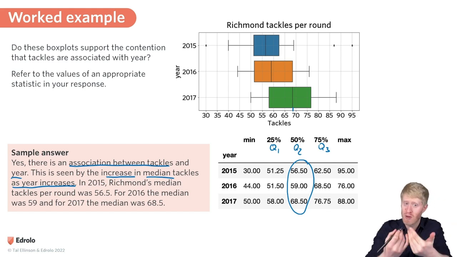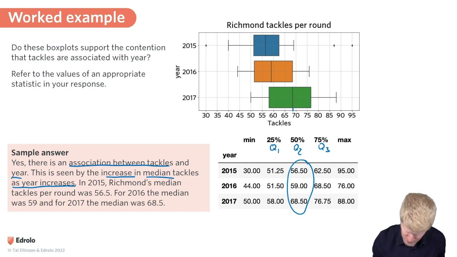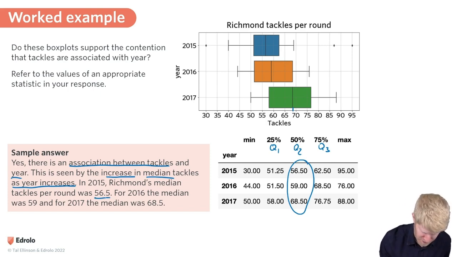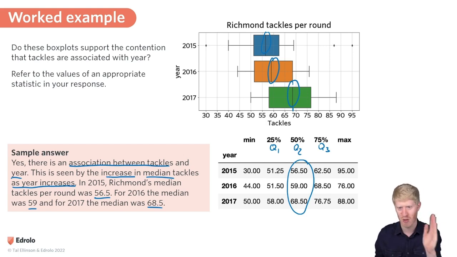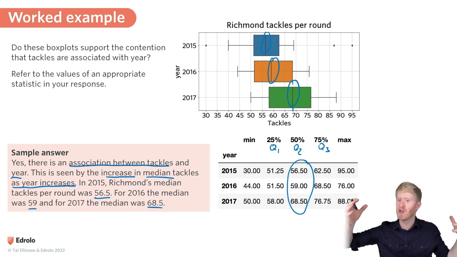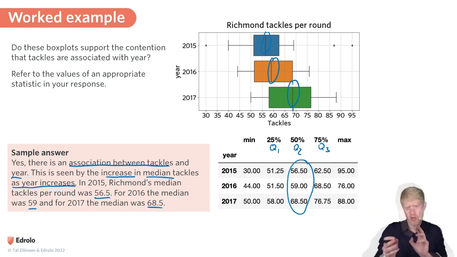Now we go and we quote the statistic that supports our answer. And we're quoting the median. Richmond's median in 2015 was 56.5. In 2016, it was 59. And in 2017, the median was 68.5. And that's a really good way of supporting our contention that Richmond has basically improved, that there is an association, because the median shows the center of the data. And if the center of the data is moving, that's an indication of what Richmond is doing generally. Just one little point.